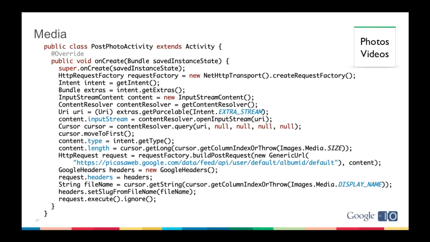You get the intent. And I'm not going to go into too many details here. But the intent has information about the URI for where to download that media from. From that URI, we can get the content, the input stream. We can get the type, the media type here. That's image/JPEG or a video. And we can get the size of the content. So all these pieces of information, you put that together. You send it into the Picasa API. You set the appropriate headers. There's a slug header in there also. And you execute the request.